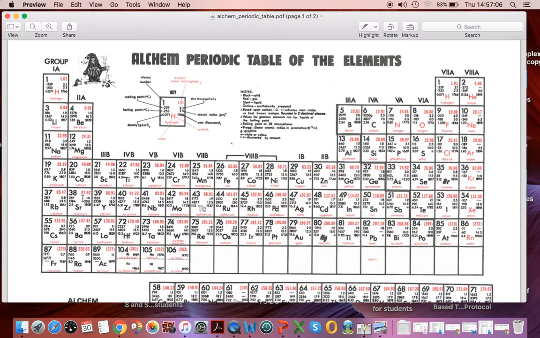When I want to know how many layers of electrons it has, I have to see what period it is in. So 1, 2, 3, 4, 5. Strontium is in the 5th row, so it will have 5 layers of electrons. Of more importance is what group it's in. It is in group 2. That's a Roman numeral 2, so that means it has 2 outer electrons.